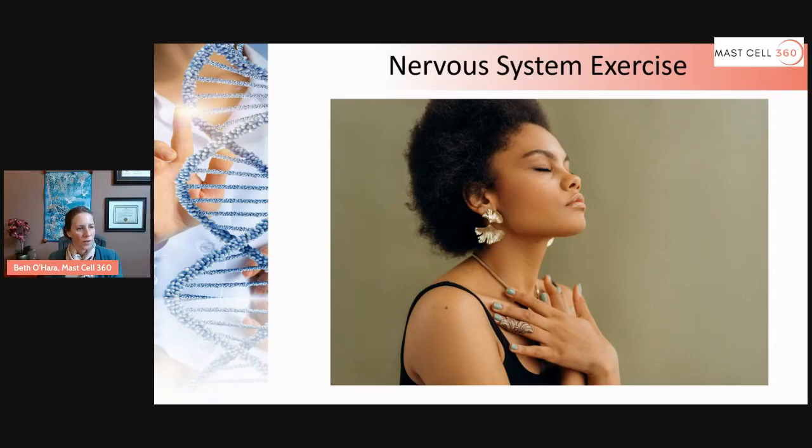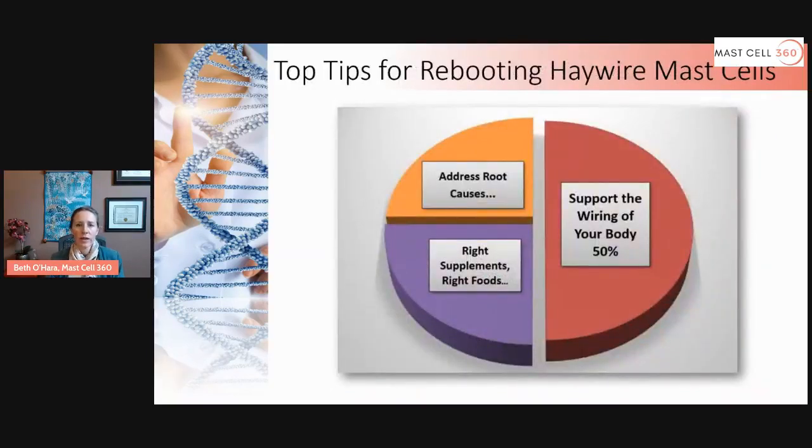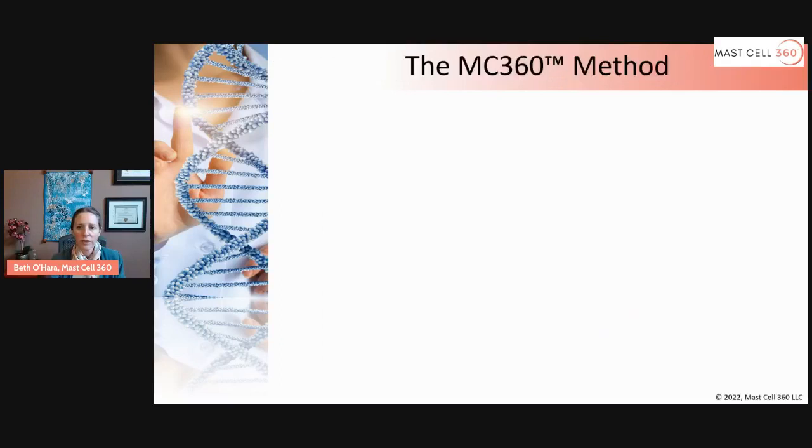So what do you do with all of this? Let me share a few things. One of the things I say is that supporting this wiring of our bodies is at least 50% of our healing process. Now, we do still have to address our root causes. We've got to get the right supplements, the right foods. We've got to move our triggers out. But this is the first step of the process, the method that I work with and developed for our clinic, and it's called the MC360 method. So I just want to share that with you.